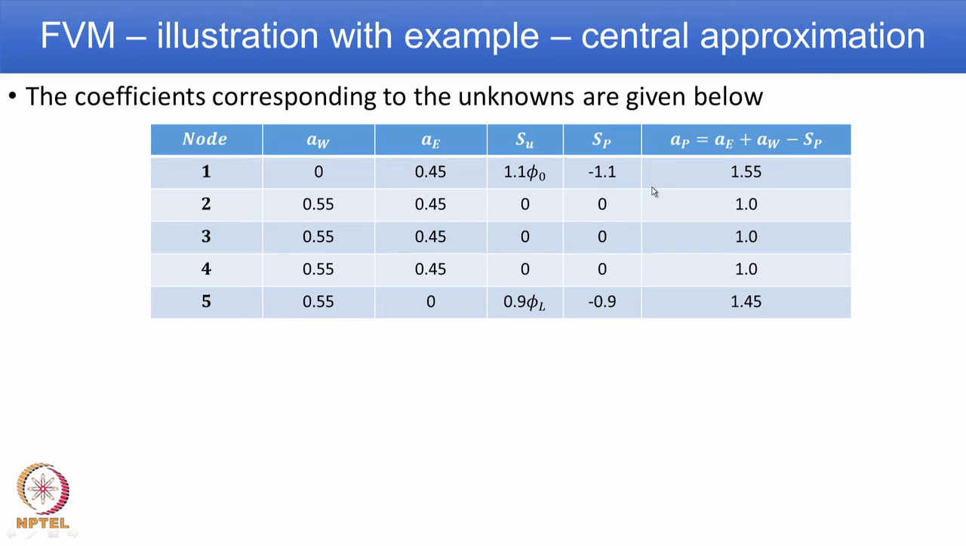And we also mention the point of interest, node P, runs from left to right. In this case it runs from 1 to 5. We also mention that the point of interest node coefficient AP is related to neighboring nodes coefficients, and that is what is written here. AP is related to AE plus AW minus SP, and you can cross check here. Take any one example, for example node 2: 0.55 for AW and 0.45 for AE, and there is no source term, hence AP is just 1 and it is shown here.